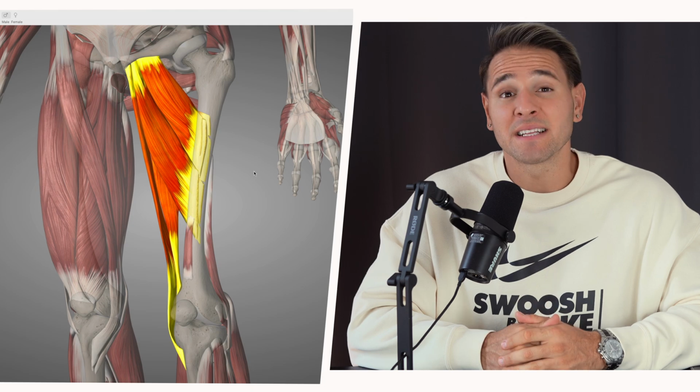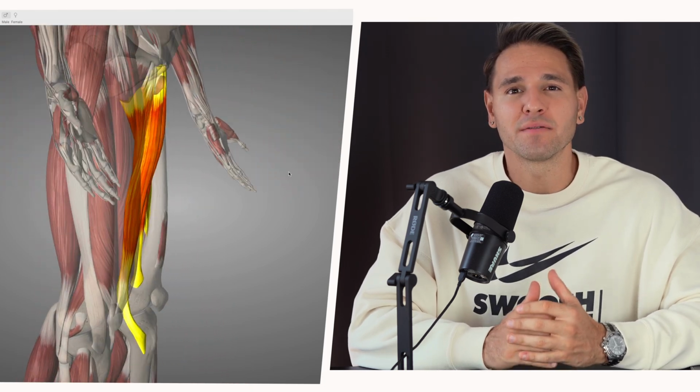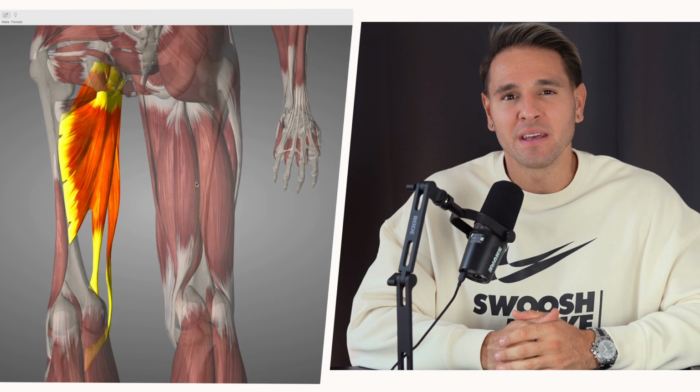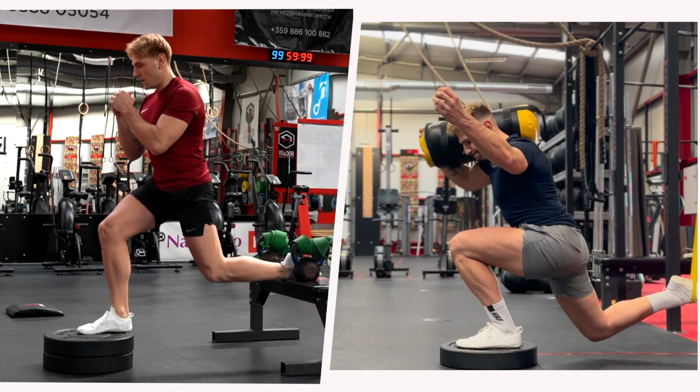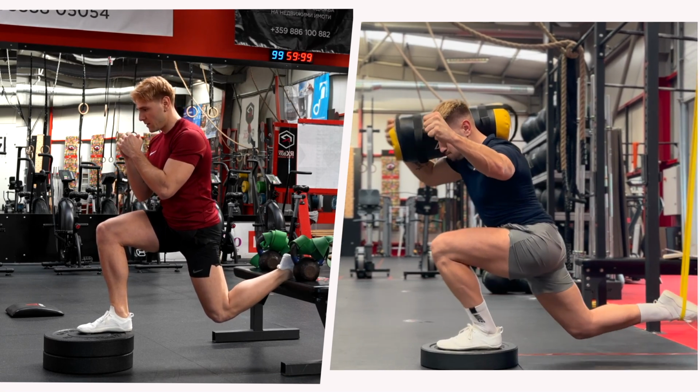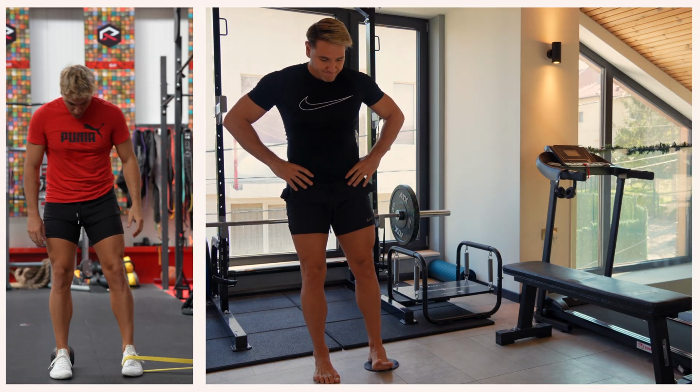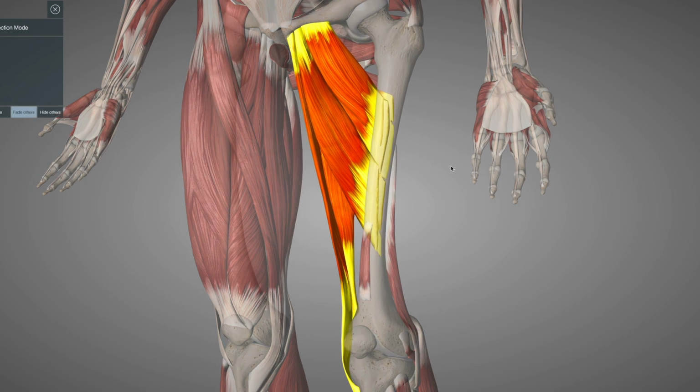In today's video, we're going to be talking about a group of muscles that are often the silent cause of hip imbalances and medial knee weakness and pain. The adductor muscles. These muscles play a crucial role in stabilizing the hips and pelvis. And when they are weak or imbalanced, it can lead to issues throughout the entire lower body, especially on the inside of the knee. In this video, we're going to go over the anatomy of the adductors, how they affect your movement and stability, and of course, I'll show you some exercises that can help you fix the overall issues. Let's dive in.